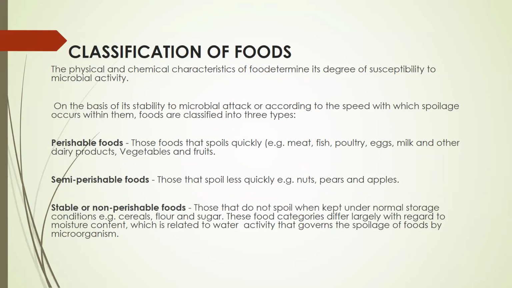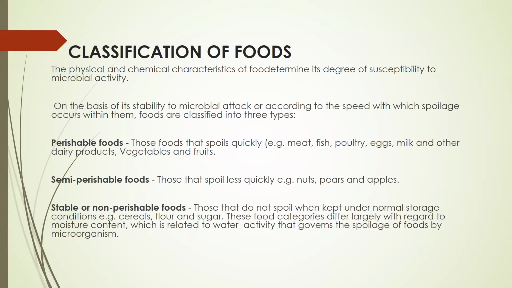Classification of food. We want to classify food because the classes of food will also determine how quickly they get spoiled. So the physical or chemical characteristics of food determine their degree of susceptibility to microbial activity.